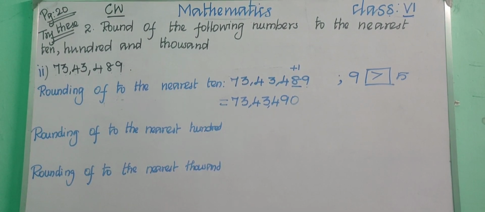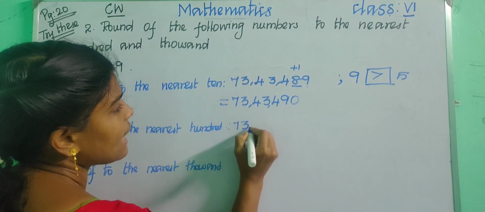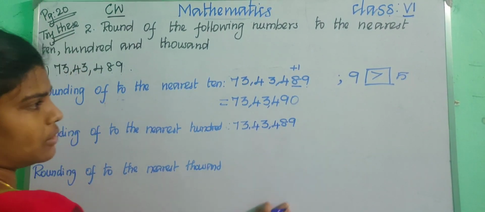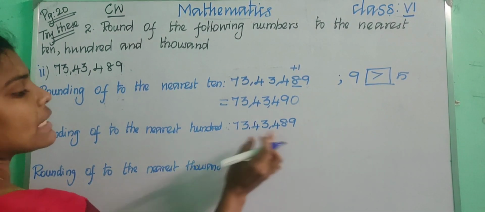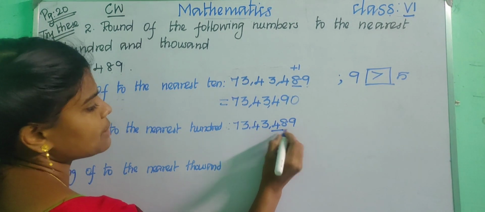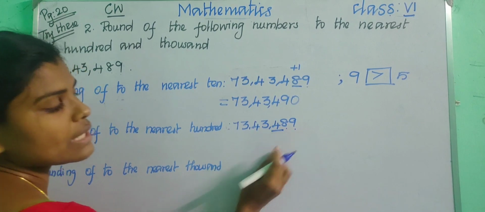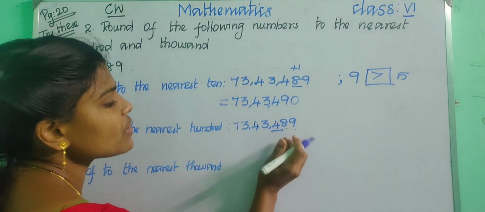Okay. Let us round off this to the nearest 100. Okay, children, so let us write the same number: 73 lakhs 43,489. So we are going to round off this to the nearest 100. Let us mark the hundreds place. It's ones, tens and this one is hundreds, right? So then what is the next step we need to do? We are going to take the next number which we are going to round off.